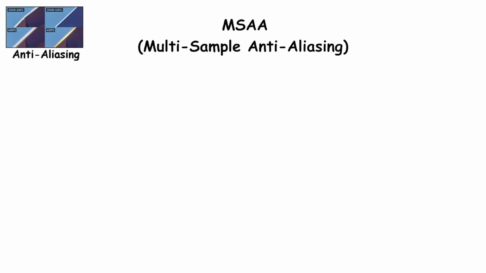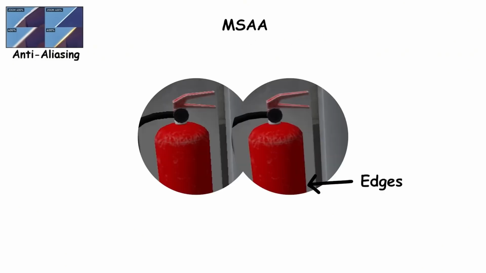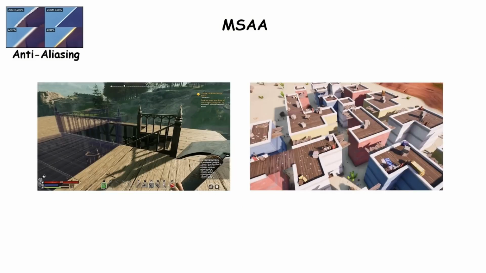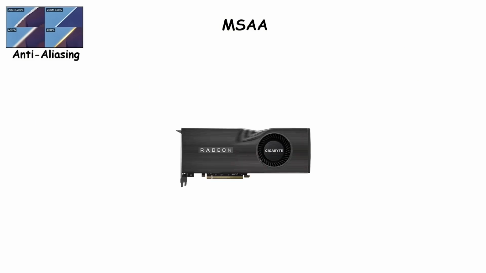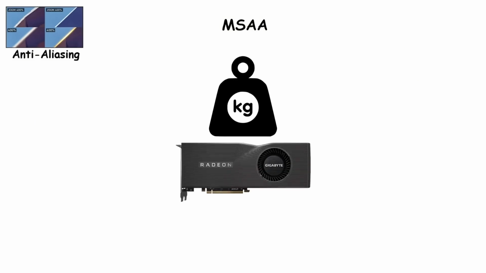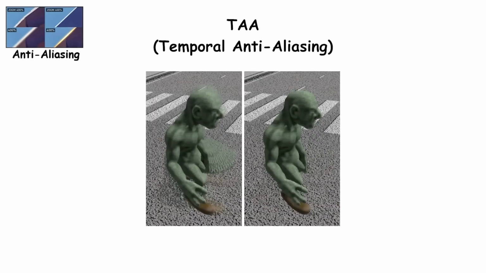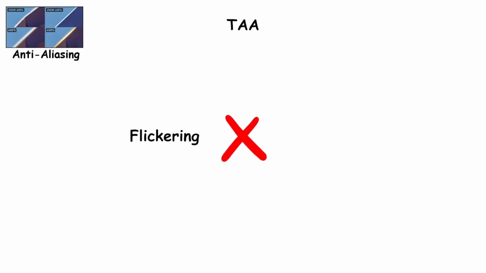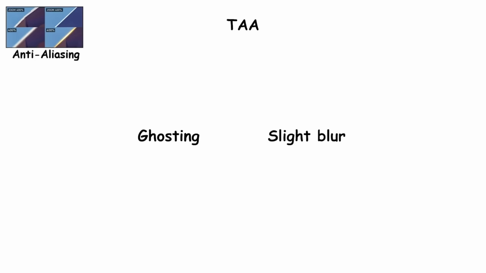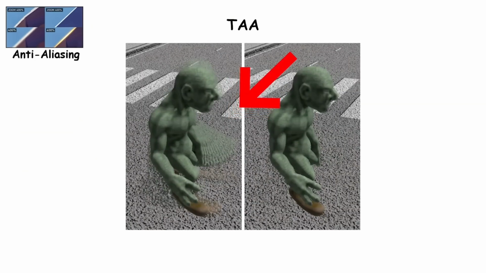MSAA, or Multi-Sample Anti-Aliasing, is more precise. It focuses only on the edges of objects, producing much better quality, especially on high-contrast edges like railings and rooftops. The trade-off is performance. MSAA is heavy on your GPU, particularly at high resolutions. TAA, or Temporal Anti-Aliasing, uses information from previous frames to smooth edges over time. It eliminates flickering and shimmering beautifully, but can introduce ghosting or slight blur around moving objects. Faint afterimages of the last frame that some players notice during fast action.